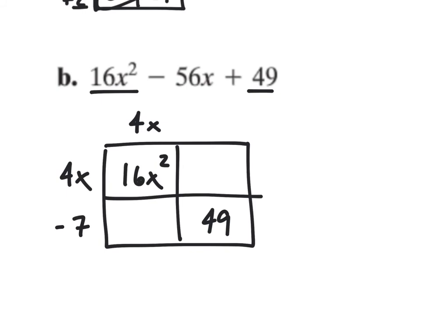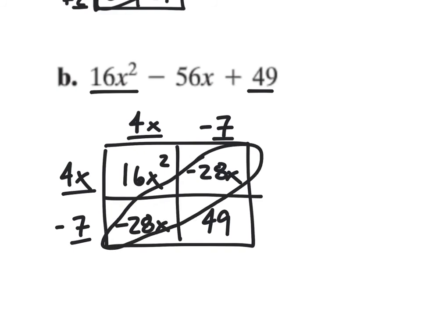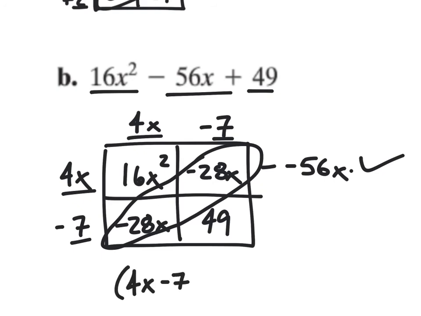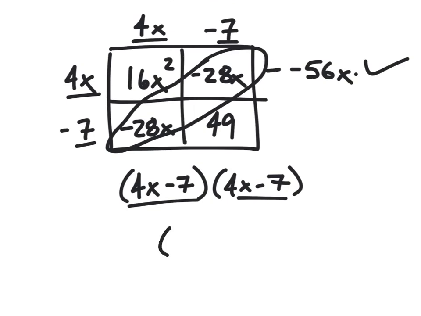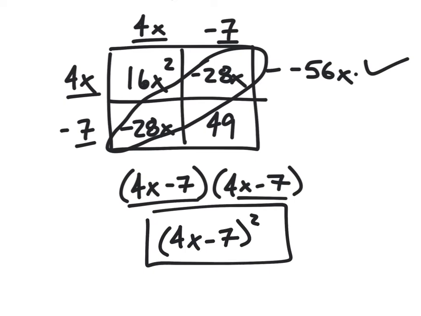So let's do negative 7 and negative 7. If I take negative 7 times 4x, that's going to give me negative 28x. If I do negative 7 times 4x here, I'm going to get negative 28x as well. When I combine these as like terms, that gives me negative 56x, which is what we were looking for. So we've done this right. When this factors, it's going to be 4x minus 7 times 4x minus 7. Because I have the same one, that's just 4x minus 7 quantity squared. And that's my answer.